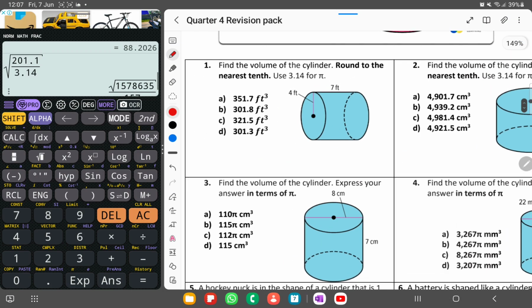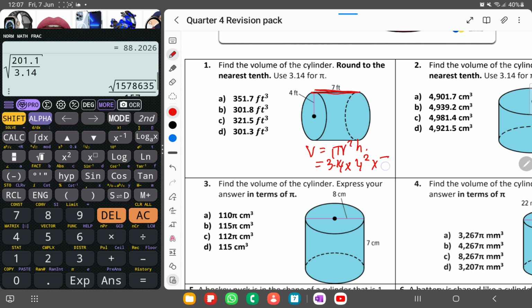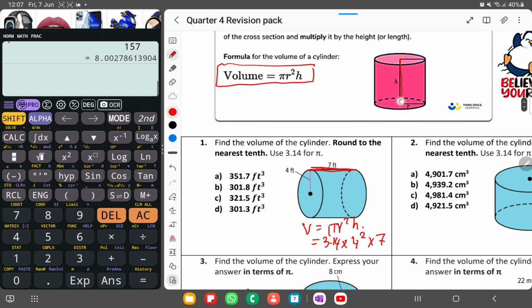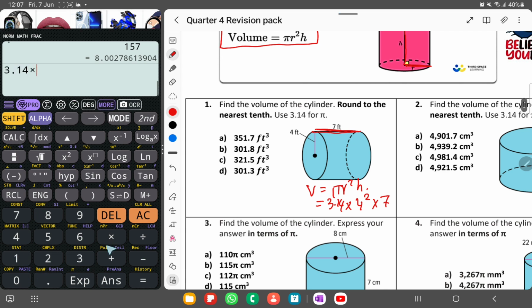Back again. Question 1 says find the volume of the cylinder. This is a direct question. Volume of the cylinder is pi r squared h. Where is the radius? 4. So it is 3.14 times radius squared, which is 4 power 2, times the height. Where is the height? Here is the height, which is 7. In this cylinder, this is the height, and this is the radius. So now let's multiply 3.14 times 4 power 2 times 7.